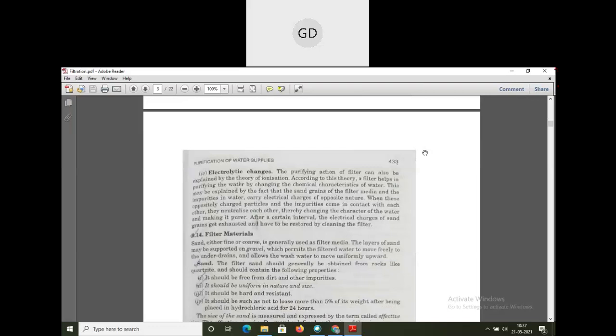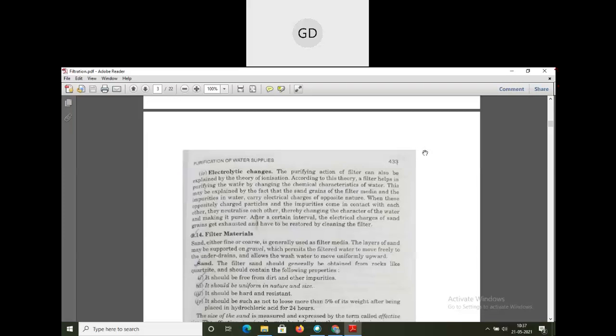Okay, so here what is happening is that we know that the filter helps in purifying the water by changing all the chemical characteristics of water. So what happens is that the sand grains, or the sands that are present in the filter media, and the impurities that are present in water, both these impurities and the sand grains carry electrical charges. Those are of opposite nature.